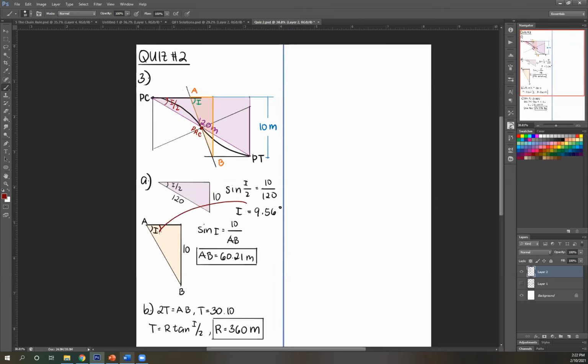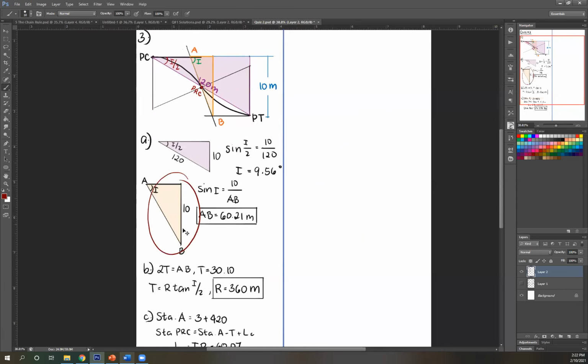Now I know I, I plug it in using the sine function again for this triangle: sine I equals opposite 10 over hypotenuse AB. And AB is what I'm looking for. So just plug in I over here. AB is now equal to 60.21 meters. Okay, done. That's your letter A. That's the common tangent AB.